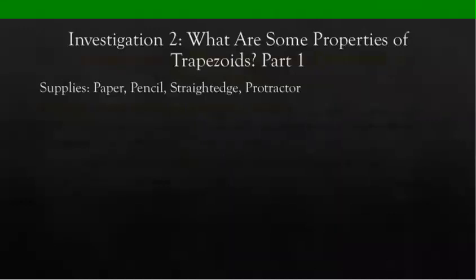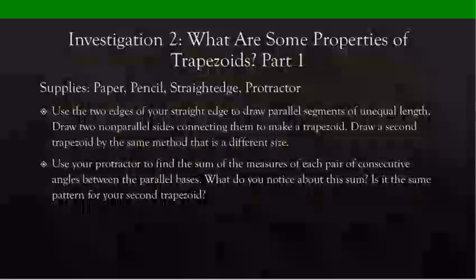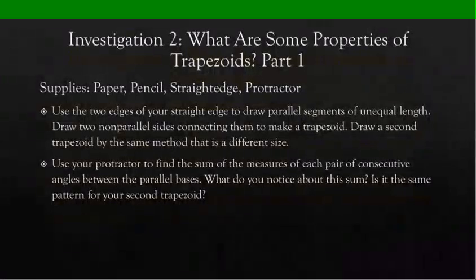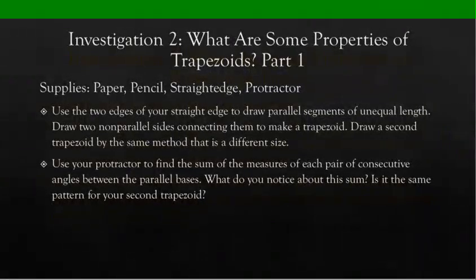So what are some properties of trapezoids? We're going to break this investigation into two parts. You'll need paper, pencil, straight edge, and a protractor. Use the two edges of your straight edge, so if you're using a ruler, just on either side of that ruler, to draw parallel segments of unequal length. Draw two non-parallel sides connecting them to make a trapezoid. Go ahead and draw a second trapezoid by the same method that's a different size.